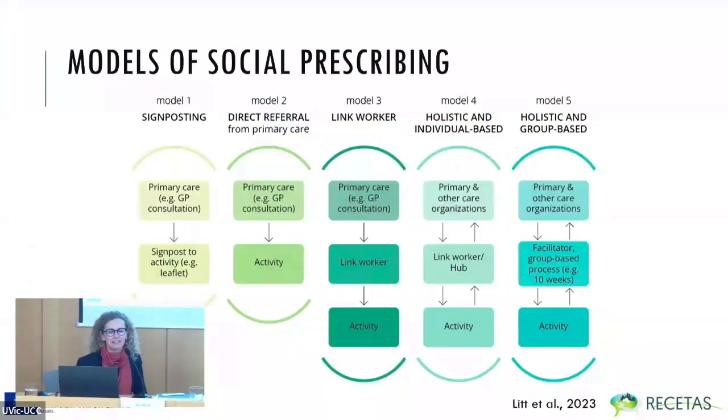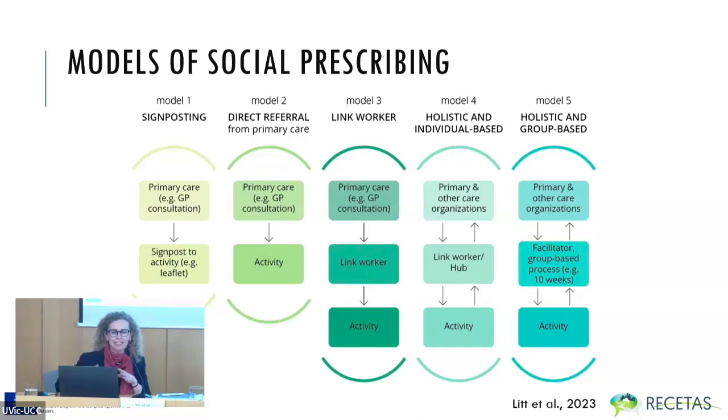So this is the schematic that we put together, and it builds on other papers and other scholars who have looked at the different models of social prescribing. But it is a continuum, and each element is not really exclusive to one lane, if you will, of model 1, model 2. There are elements in each of these models that are reminiscent of another model.